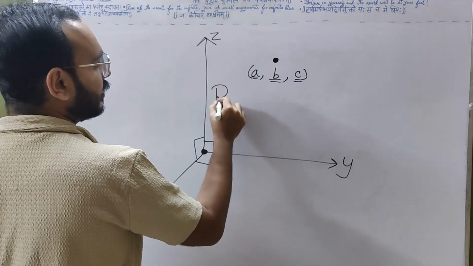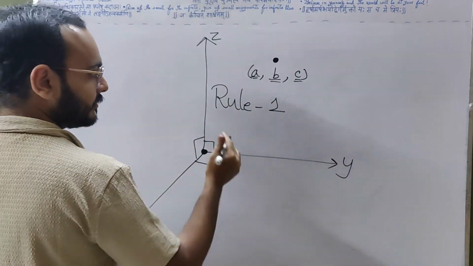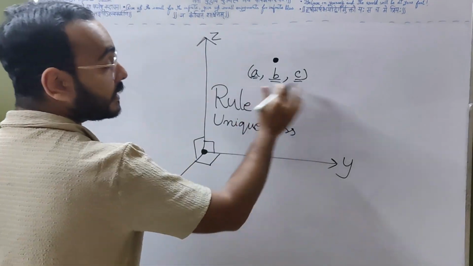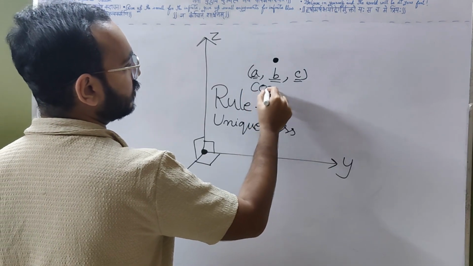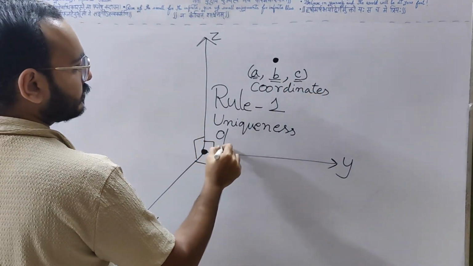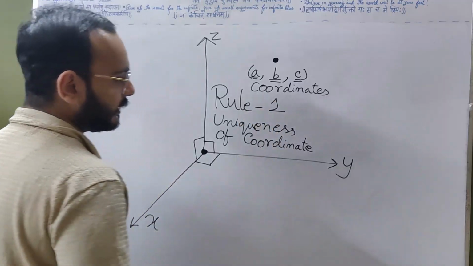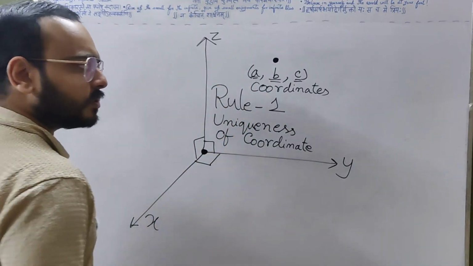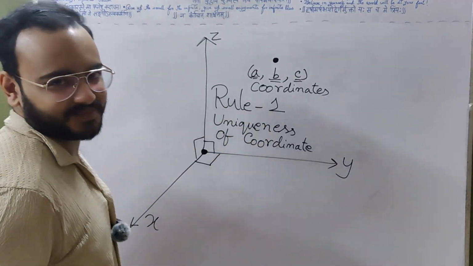So the rule number 1 to have a relevant coordinate system is uniqueness. Uniqueness of what? These A, B, C's are known as coordinates, right? Uniqueness of coordinates. Now, I have to know how to get this A, B and C. To understand that, I will transition into the 2-dimensional system for simplicity.